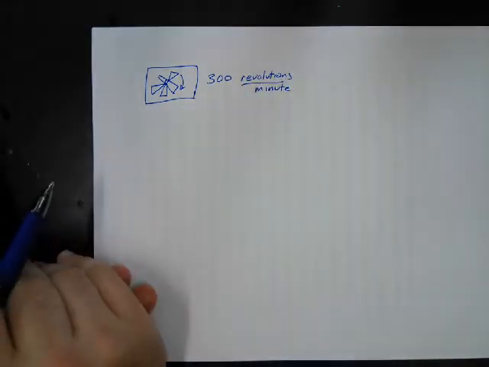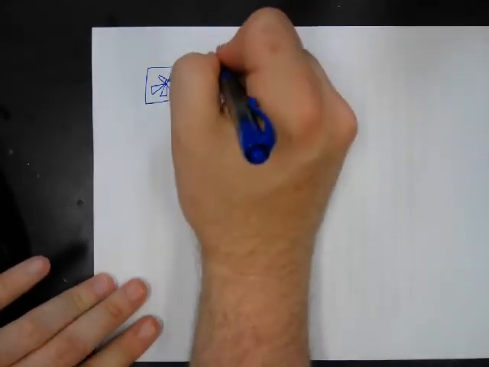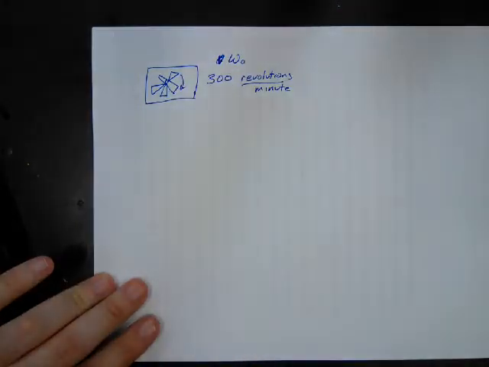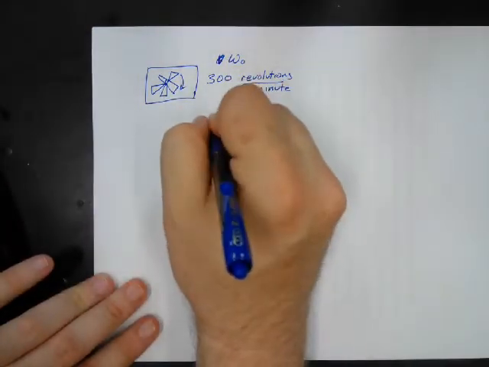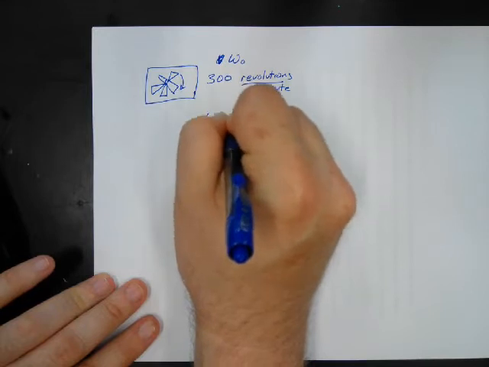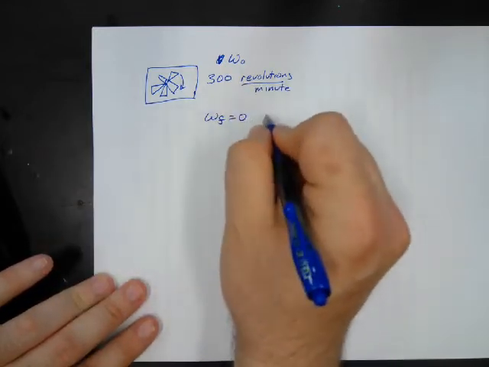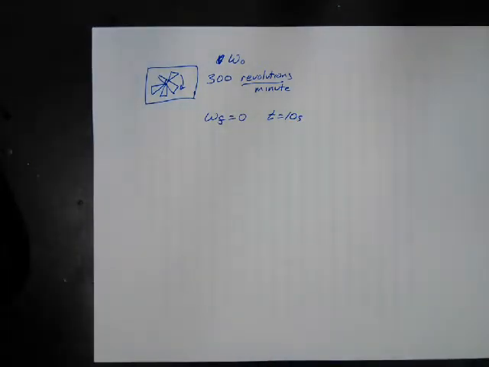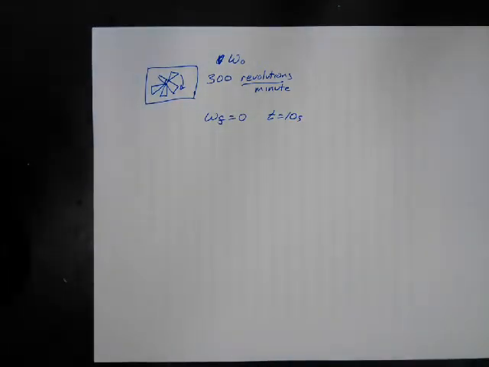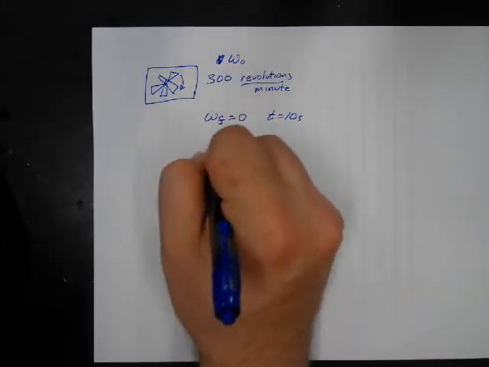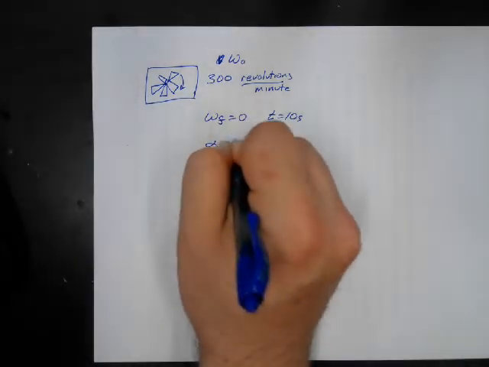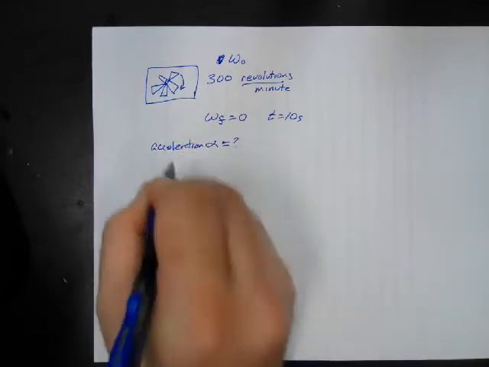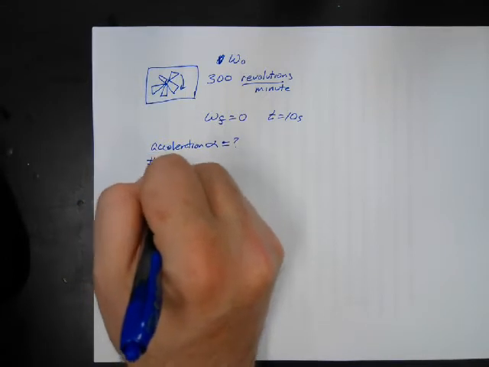So let's say it starts out with this. This is our initial velocity. And what we're going to do is let it come to a stop, so omega final is 0. We're going to let it come to a stop in 10 seconds. That seems reasonable for a box fan, I guess. And so we want to figure out the acceleration, and we'd like to figure out the number of rotations.